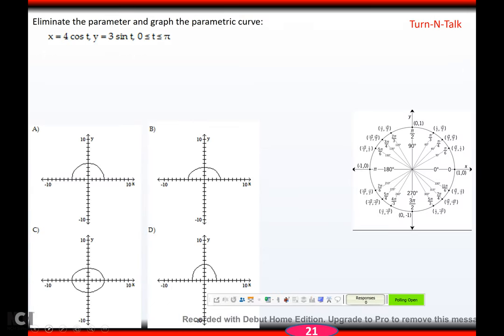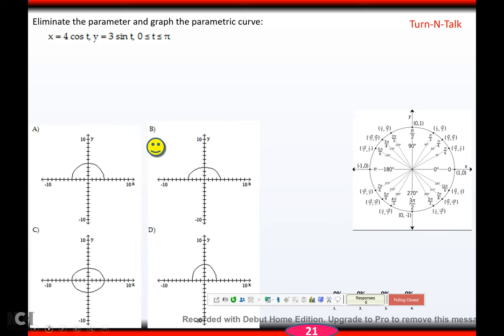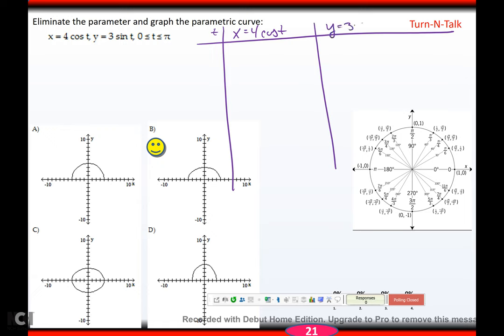Alright, you try one. Hit pause. Come back when you're ready. And hopefully you got B. Alright, so if we set up our T, our X, 4 cosine T, our Y, 3 sine T, our X, Y, and we only need to go from 0 to pi, so we'll do 0, pi over 2, and pi.